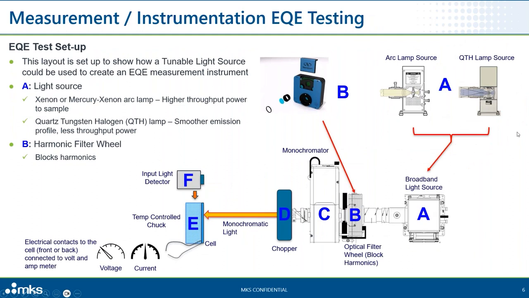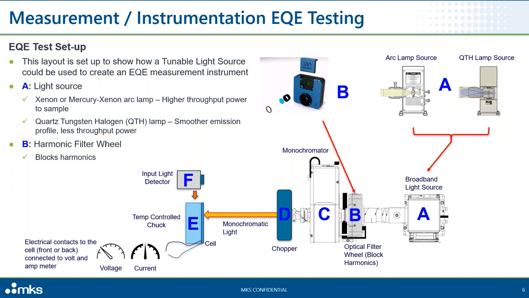So I've just labeled everything A through F. If we start off with the broadband light source, letter A, upper right-hand corner, are photos of the two styles of broadband light sources that are common that we sell and use. One of them is an arc source, a xenon or mercury xenon arc lamp, which can provide a very large amount of energy.